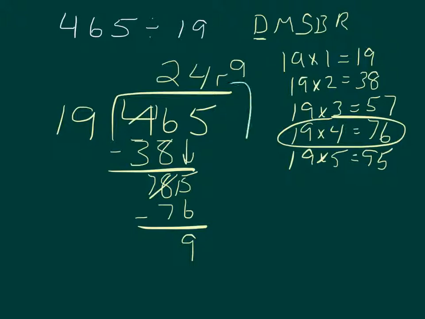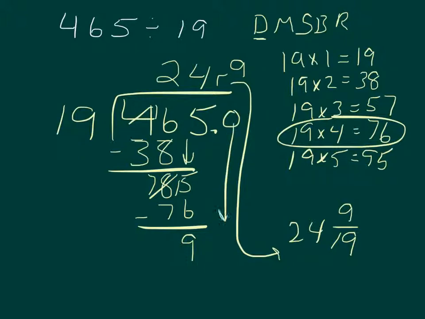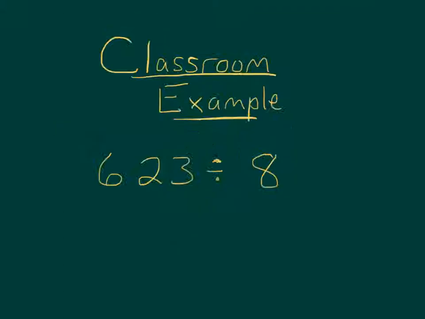or, I'm going to put it down here, 24 and 9/19, or I could add a decimal point and a 0 and keep going. And this one may keep going on forever, I don't know. 19 goes into 90 4 times, because it's not 5. 5's too big. And that would give me a remainder of 4. It's going to go on for a long time. So anyway, there's the answer. And time for you to do a classroom example. 623 divided by 8. Good luck.